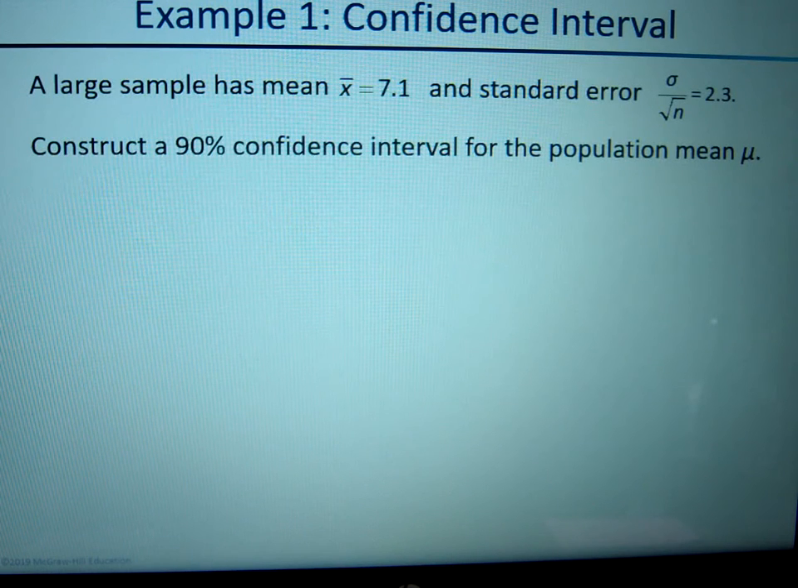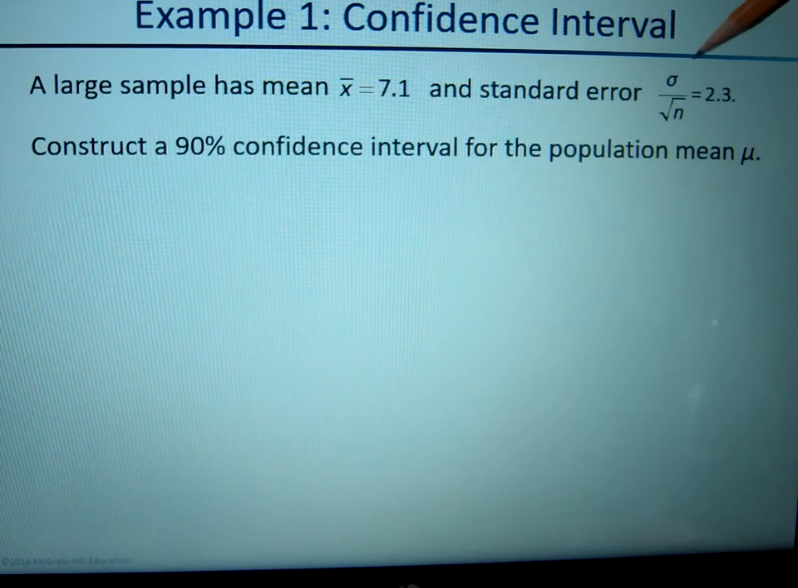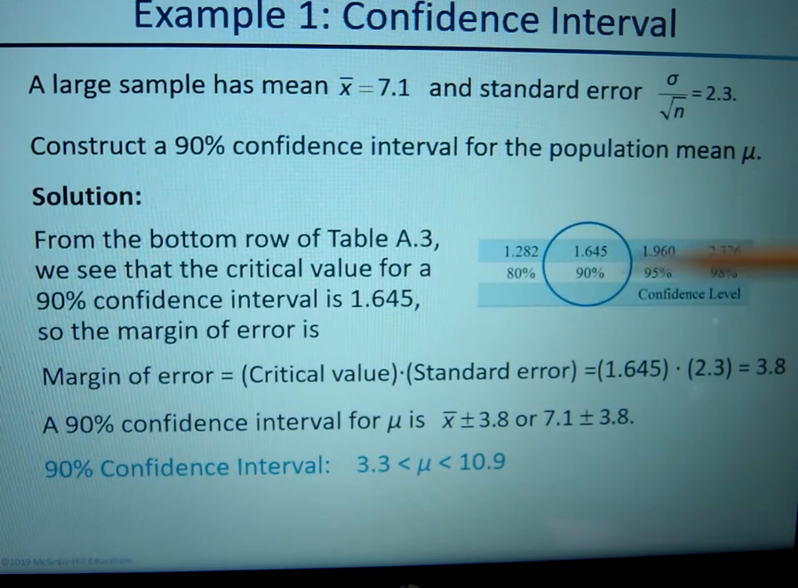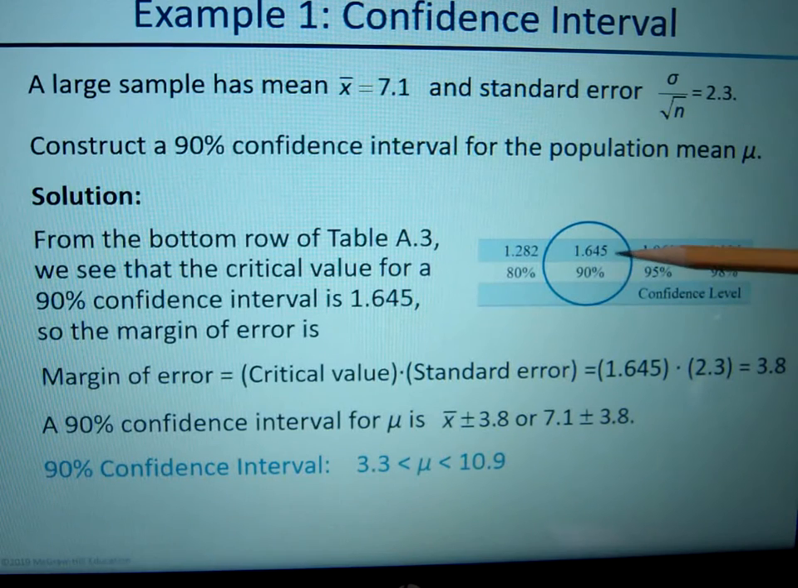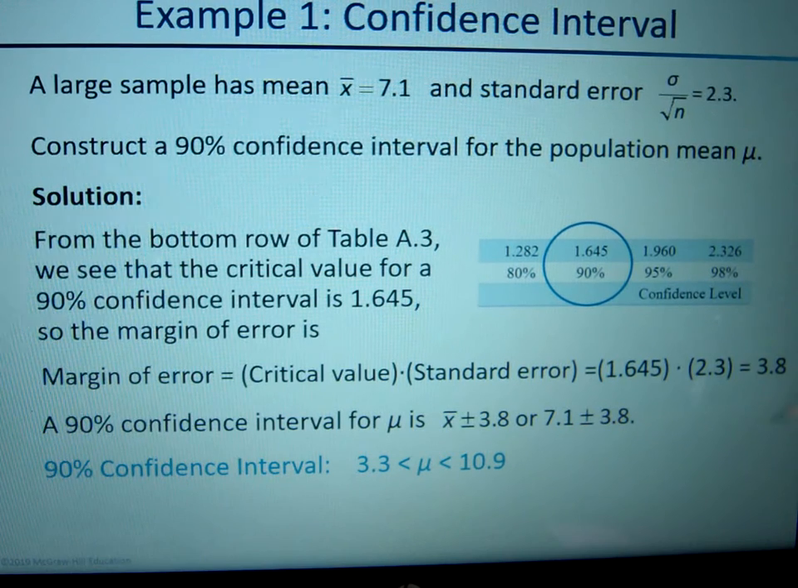So a large sample has a mean of 7.1 and a standard error, which is the standard deviation over the square root of n, of 2.3. Now, we're going to construct a 90% confidence interval for the population mean. So 90%, going back to that chart we just looked at, 1.65 would be our Z value.